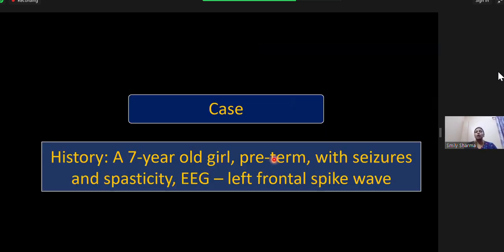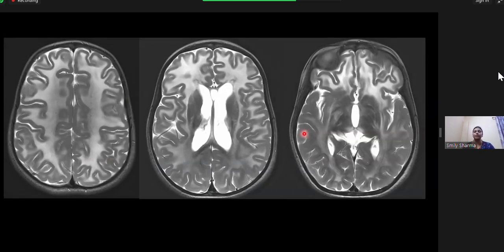Based on this, we'll start discussing our cases. The first case is of a 7-year-old girl who was preterm, with seizures and spasticity, and EEG showed left frontal spike wave discharges. These are the images. These are T2 weighted images.